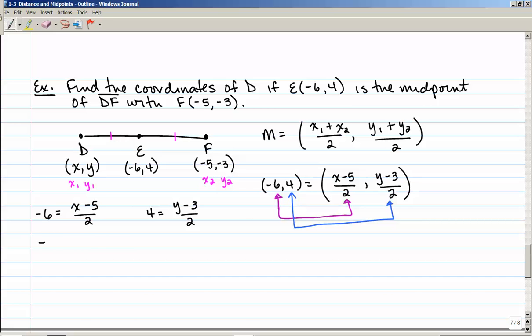So multiplying both sides by 2, and then adding 5 to both sides, my x is equal to negative 7, and here multiplying both sides by 2, and adding 3 to both sides, my y is equal to 11. So point D is the point negative 7, 11.